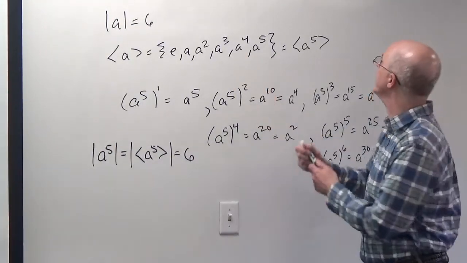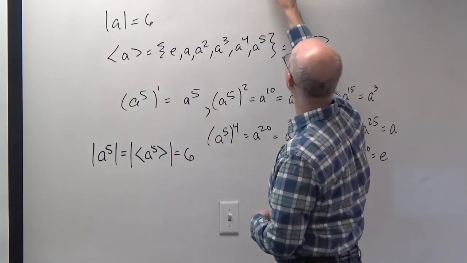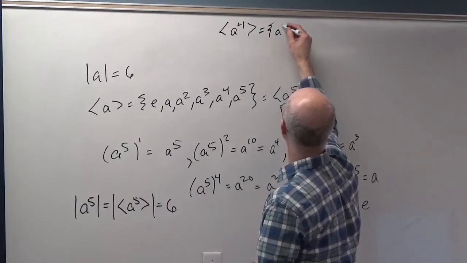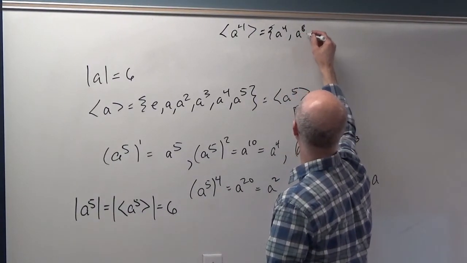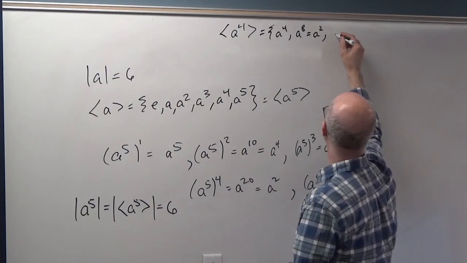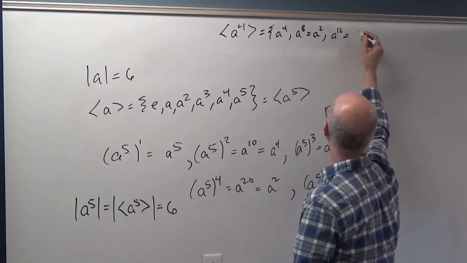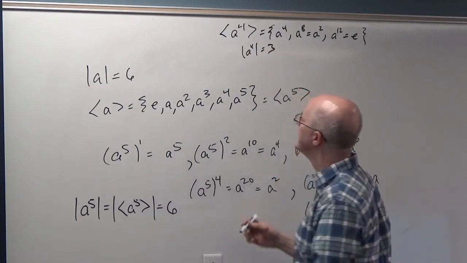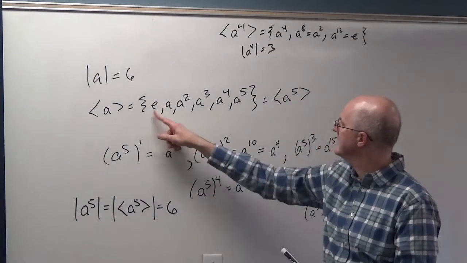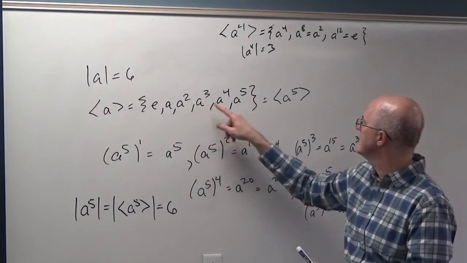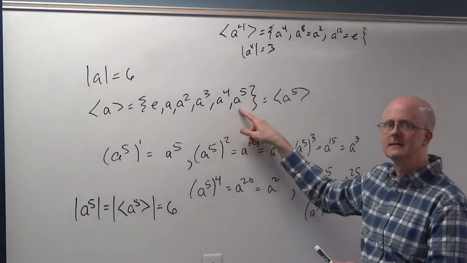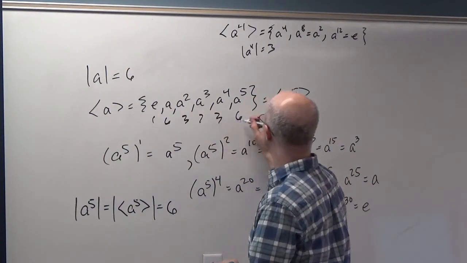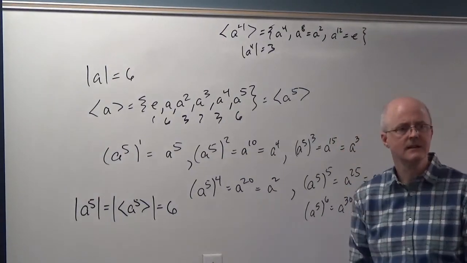The order of A to the 4th, well, what's the order of the cyclic subgroup it generates? Squared, get A to the 8th, which is A squared. Cube it, get A to the 12th, which is back to E. The order of A to the 4th is 3. So orders are 1, 6, 3, 2, 3, 6. And the order of the whole group is 6.